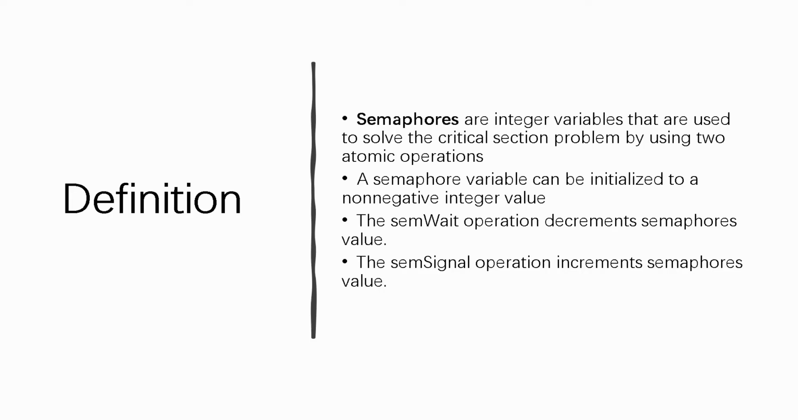In operating systems, two or more processes can cooperate by means of simple signals, such that a process can be forced to stop at a specific place until it has received a specific signal. For signaling, special variables called semaphores are used. A semaphore variable can be initialized to a non-negative integer value, and there are two operations, sem_wait operation for decrementing values and sem_signal operation for incrementing values.